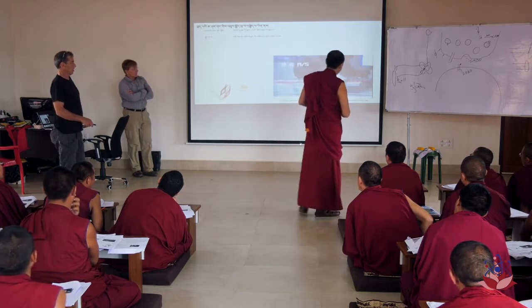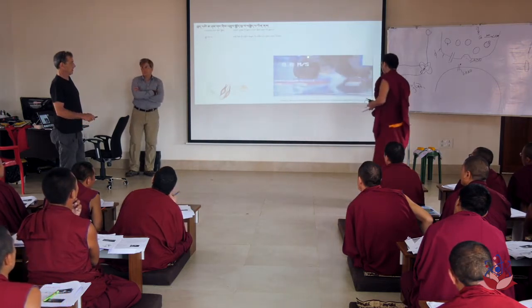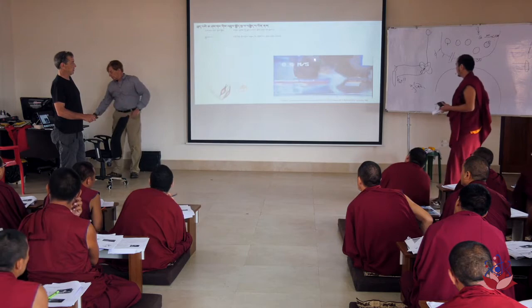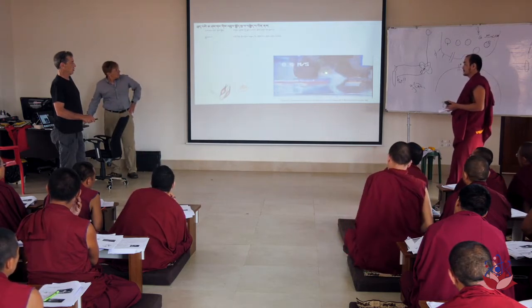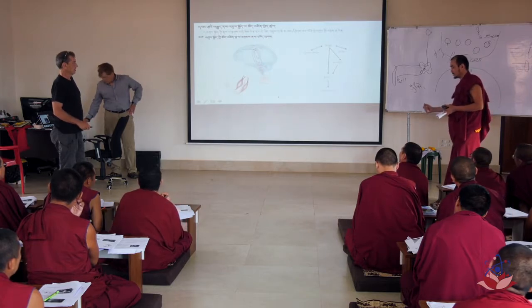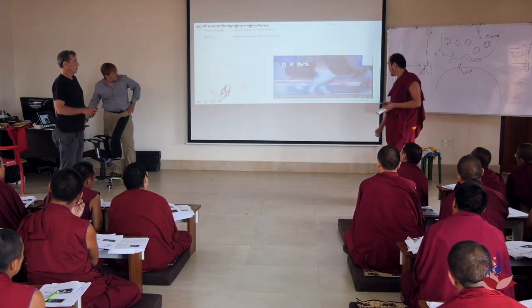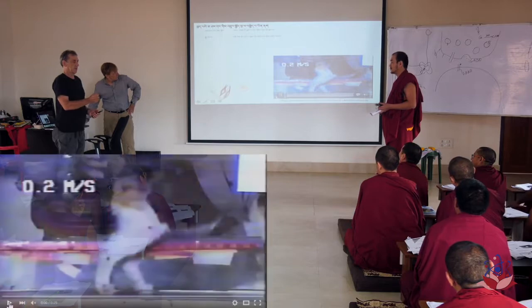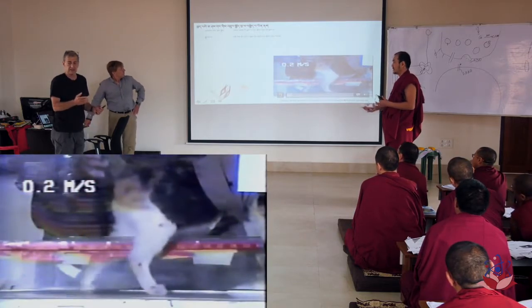What's hard to see, though, let me point it out, is that the experimenter is having to hold the cat upright. Holds the tail just to give it balance, because it can't.